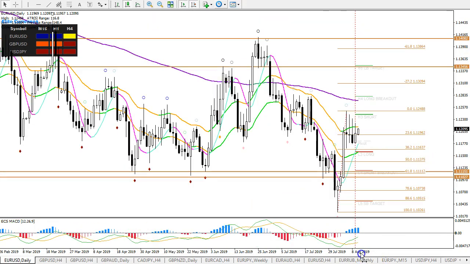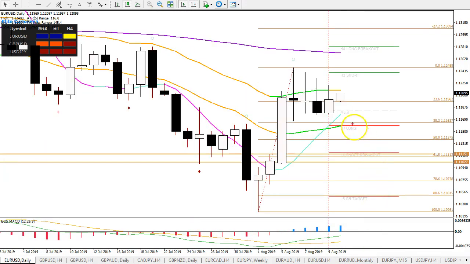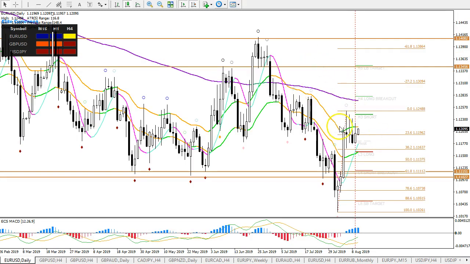For the moment, I prefer the 61.8, but that's one of the reasons why I don't like to trade to the downside. I would rather wait for the price to move lower and then look for a bounce basically at these fib levels for a continuation higher within this choppy range on the euro dollar.